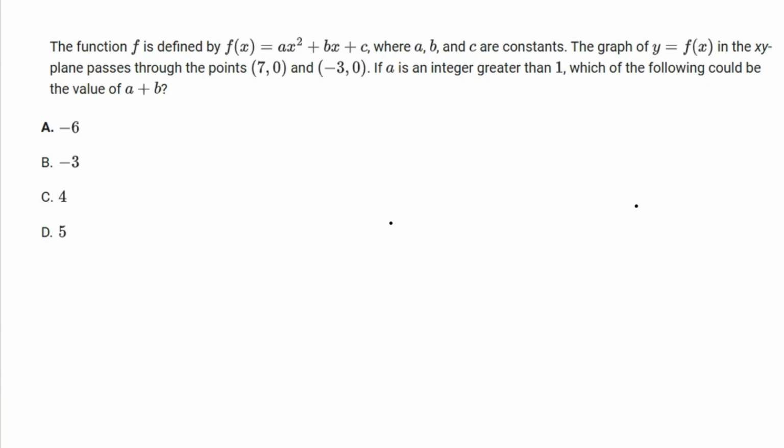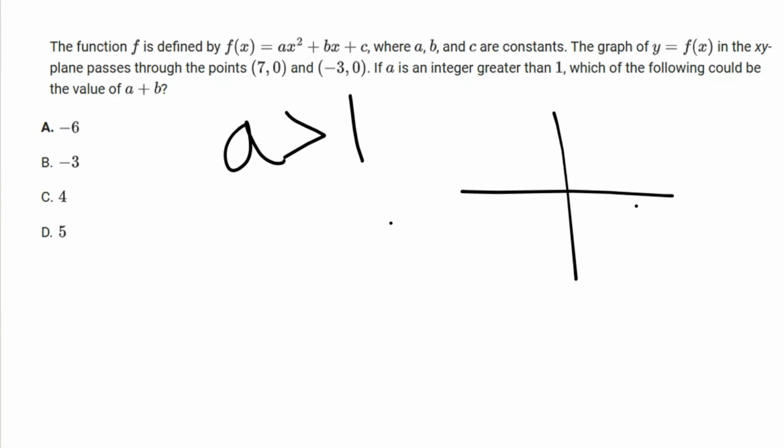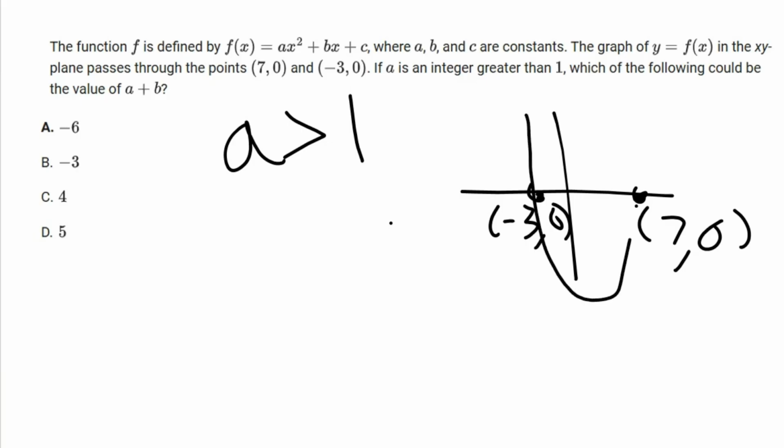We know that a is going to be greater than 1, it's an integer. And then you have your x-intercepts at (7, 0) and (-3, 0). So it means it's approximately going to be like this. And because we know that a is greater than 1, we know that it must point upwards, something like that. It says what the following could be the value of a plus b.